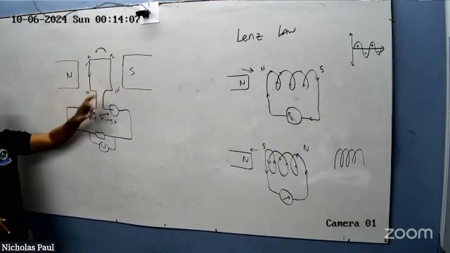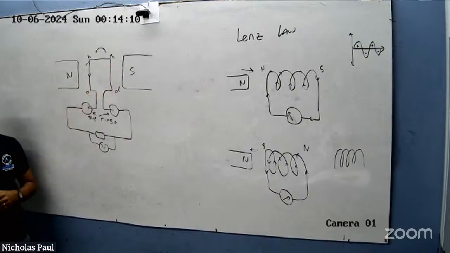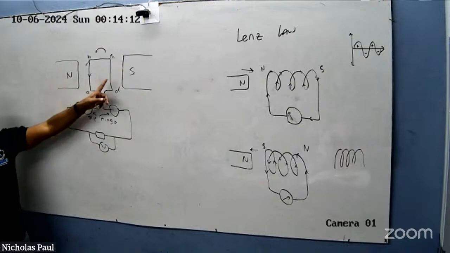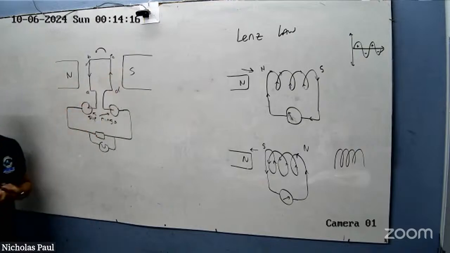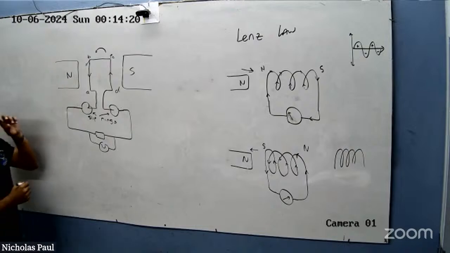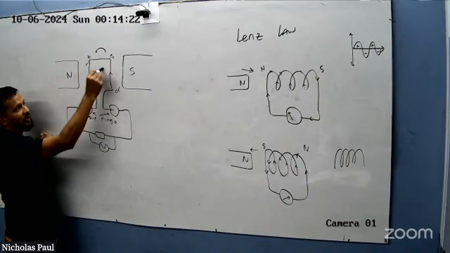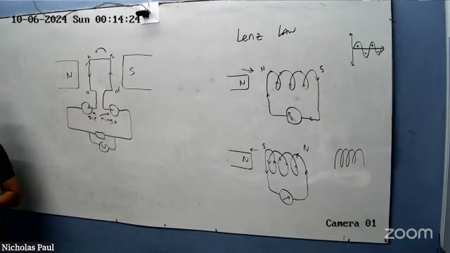Current going here, how? Up or down? Going down here, so it should be going up here. You okay with that? Raj? Right? So the current going in this direction. You okay with that? So we use Fleming's right-hand rule to figure that out. Are you okay with that?